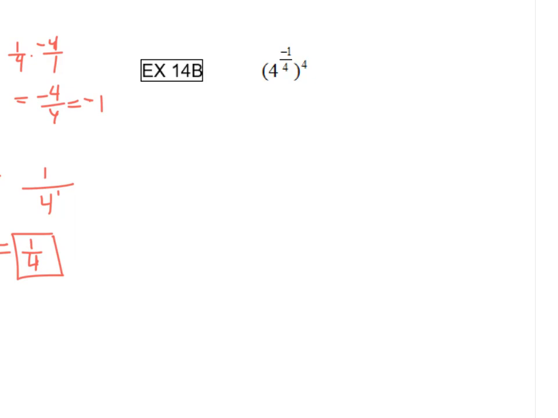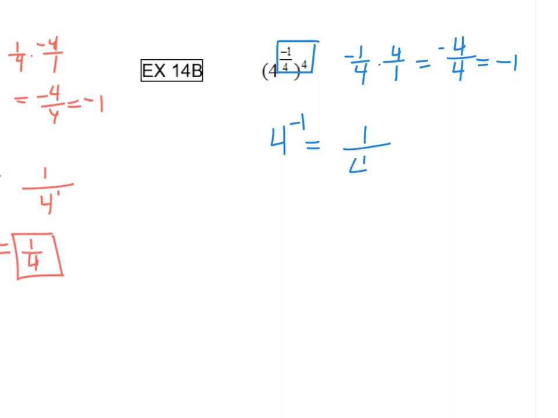So this example, pretty similar to the last one. If you notice, now we have a negative exponent on the inside, positive exponent on the outside. Doesn't change anything, you still would multiply that. Negative 1/4 times 4 over 1 still gives you that negative 4 over 4, which is negative 1. So we have 4 raised to the negative 1 power. Goes to the bottom, 4 to the first, which is 1 over 4.